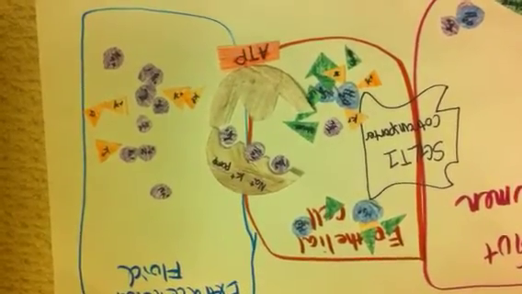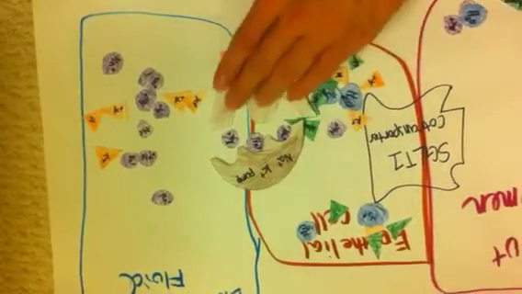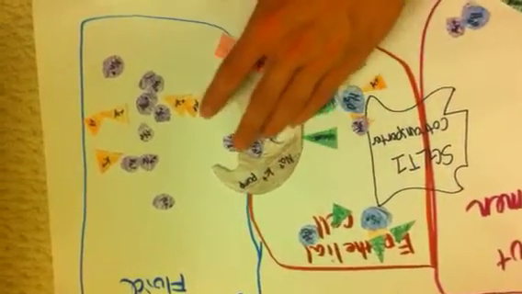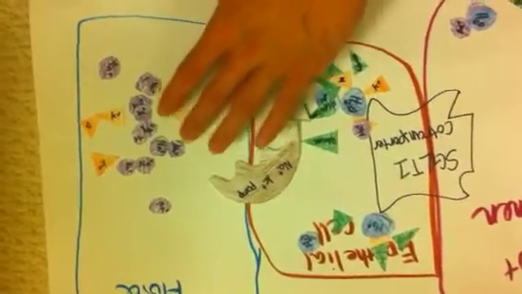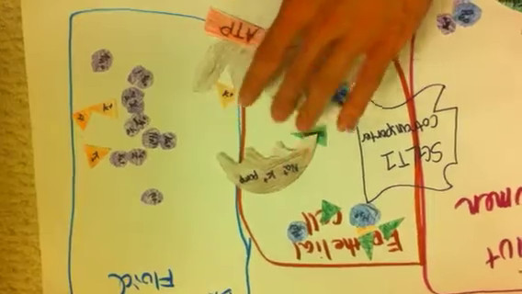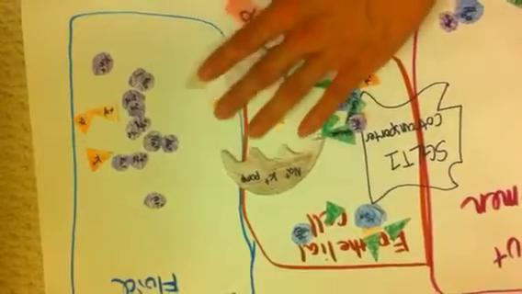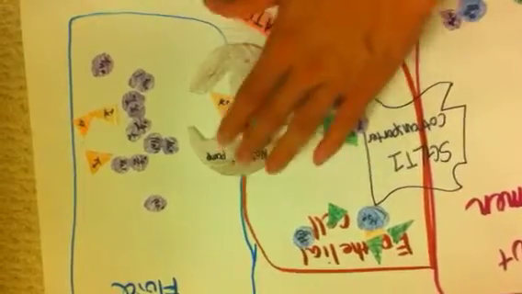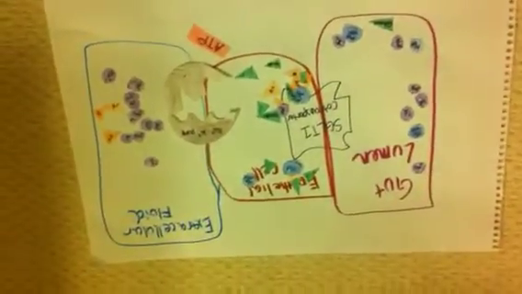Once ATP is available, the sodium-potassium pump will transport 3 sodium ions into the extracellular fluid. And in return, 2 potassium ions will be transported back into the epithelial cell. This concludes how glucose transport works.